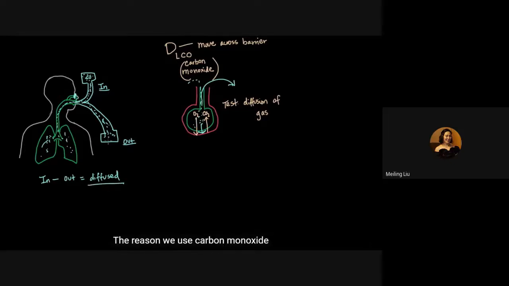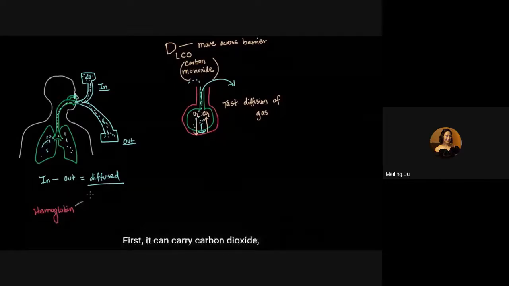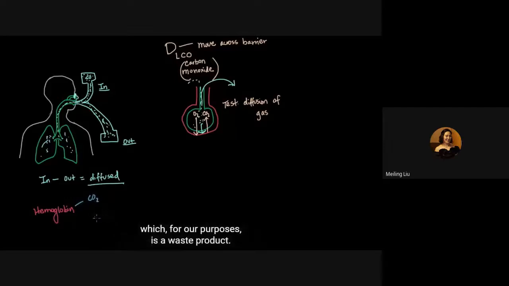The reason we use carbon monoxide instead of the two gases that usually are in the lungs, the oxygen and the carbon dioxide, is because of the hemoglobin. Hemoglobin is something in our blood. It's part of the red blood cells, and its job is usually to carry these gases in our blood. It can actually carry multiple gases. First, it can carry carbon dioxide, which for our purposes is a waste product. So the body makes carbon dioxide, hemoglobin takes it up, and then when it gets to the lungs, it exchanges the carbon dioxide for oxygen.